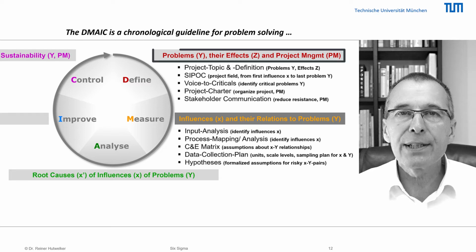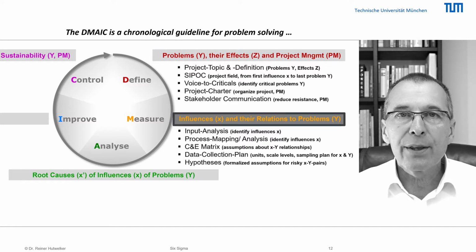In the define phase, we have defined the problems and derived their financial potentials. In measure now, we deal with the triggering causes and their assumed influence on these problems. This is done with the tools input analysis, process mapping analysis, C&E matrix, data collection plan, and statistical hypotheses.